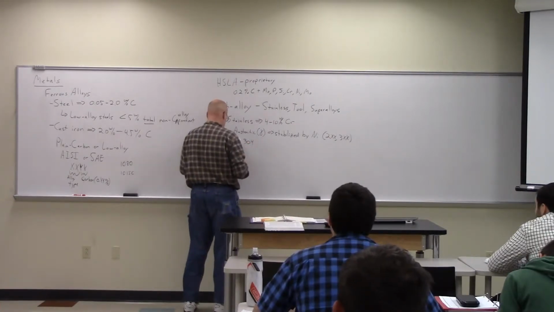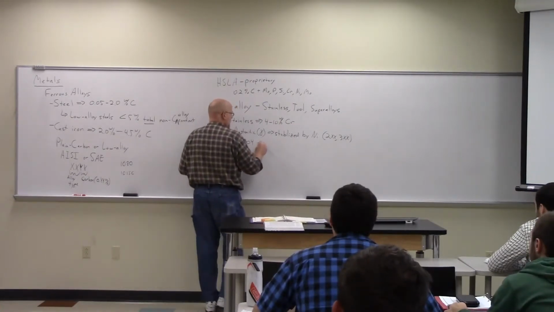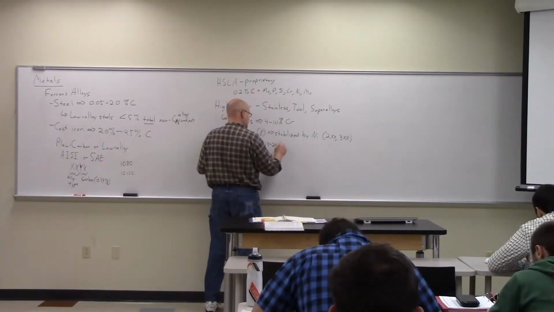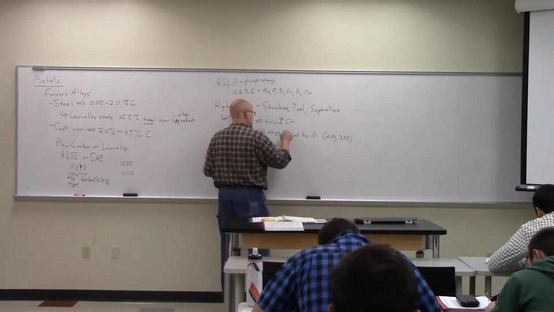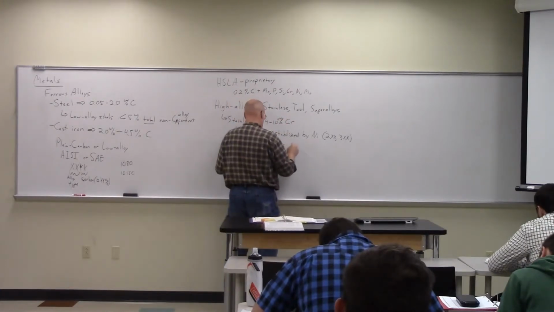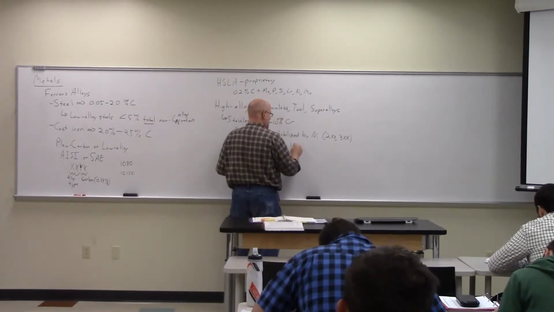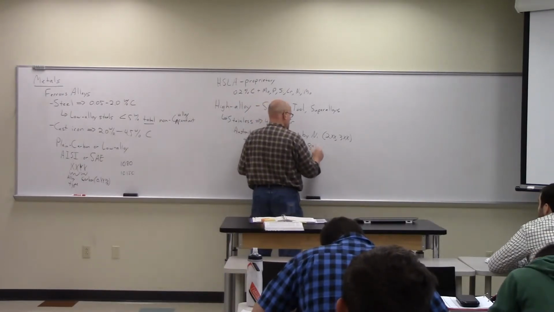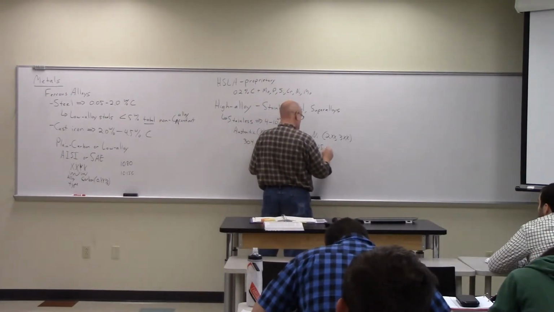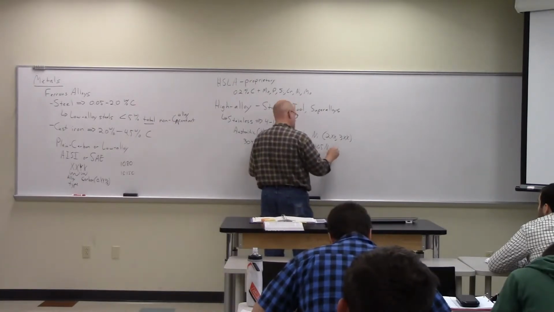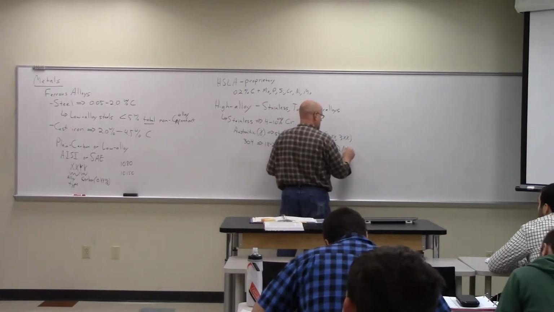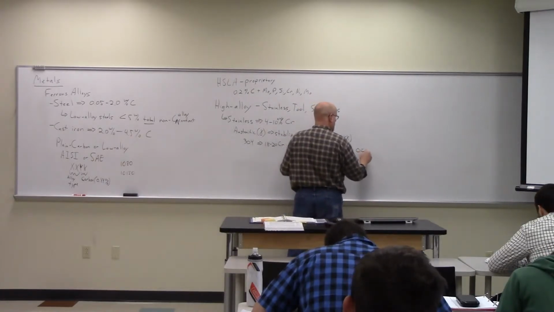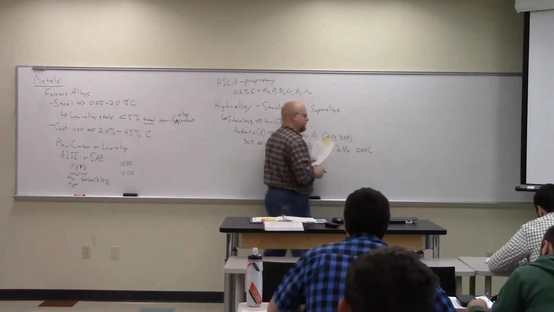So, just to give you a couple examples, 304 stainless has 18 to 20 weight percent chromium, 1% silicon, 8 to 10.5% nickel, 2% manganese, 0.08% carbon.